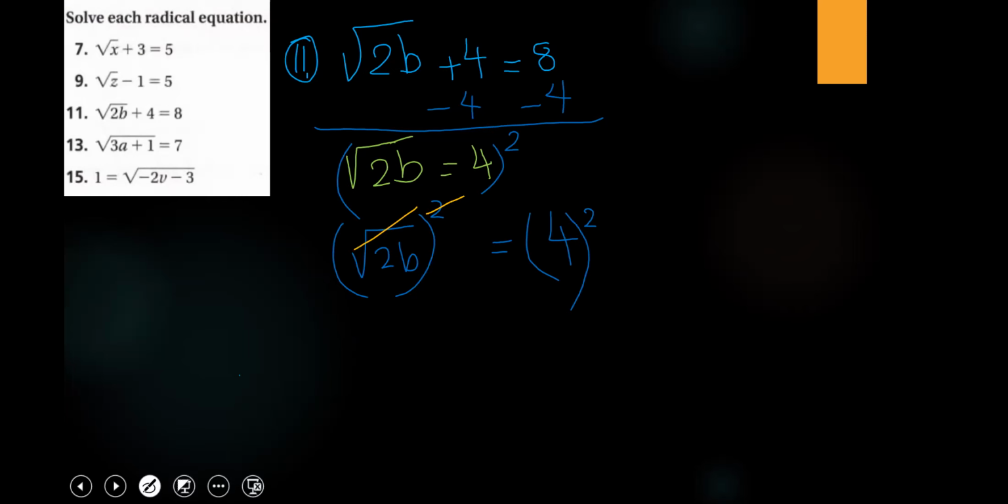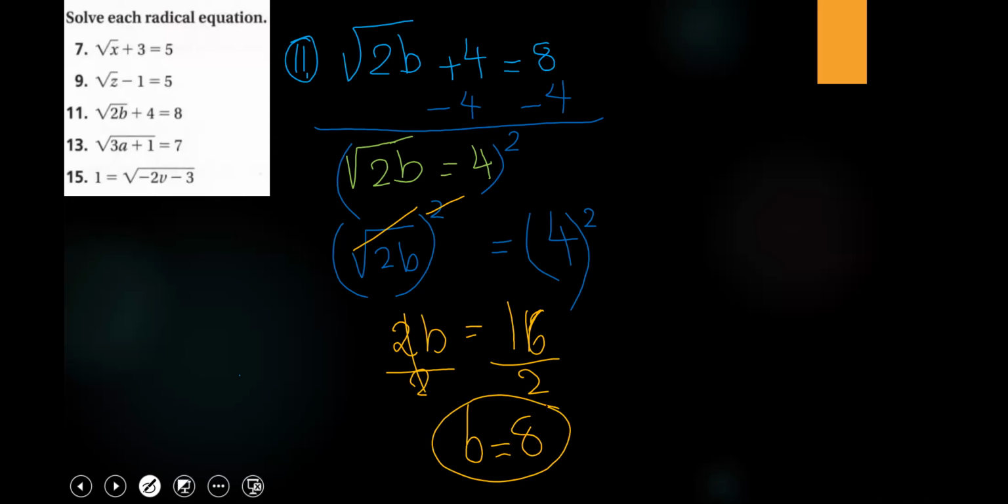So what do we have to write? 2b equals 4 squared, which is 16. But what did we see here? Do we have 2b or b? 2b. I want only b. So what do I have to do? Divide by 2. Since b is multiplied by 2, I have to divide by 2. So b equals 8. This is now a solution.